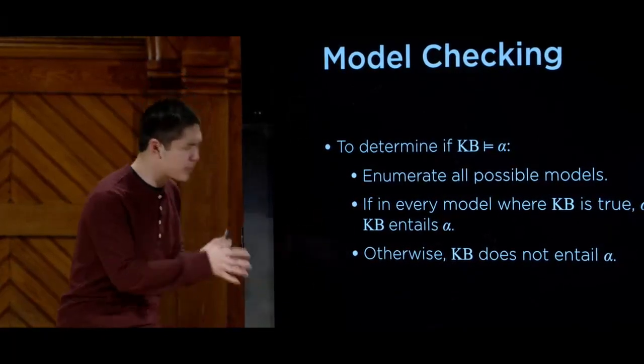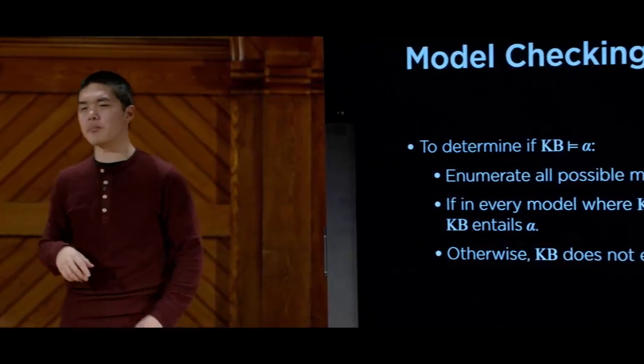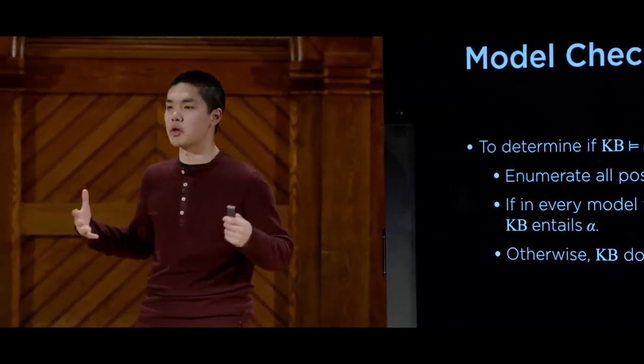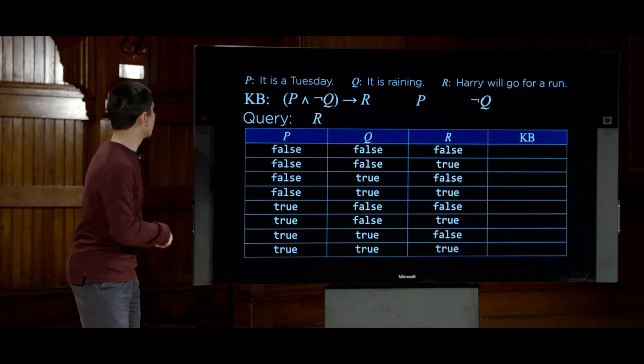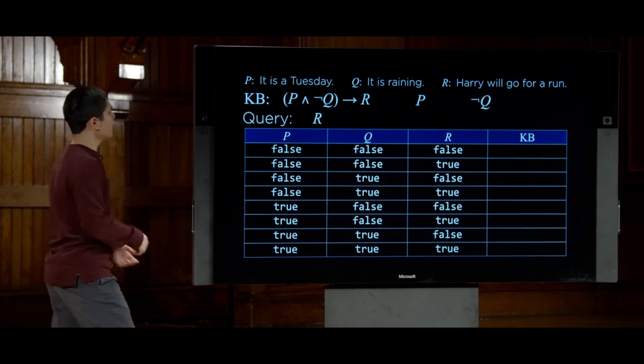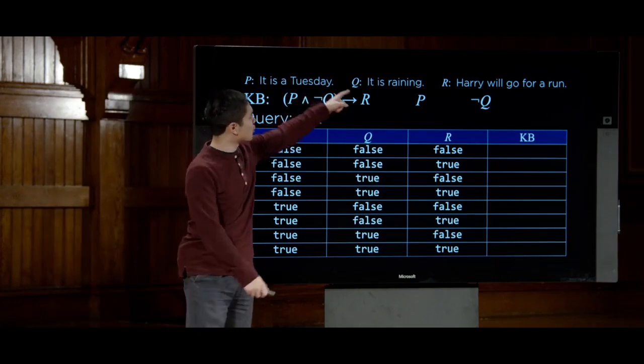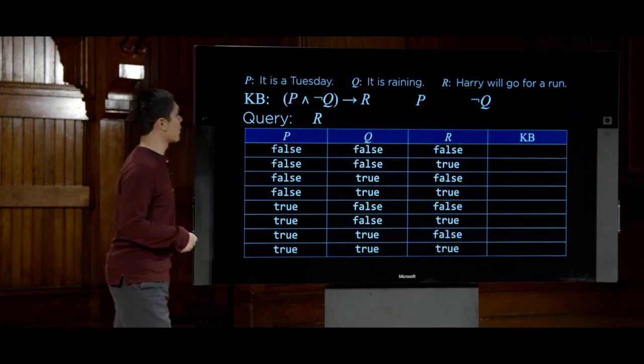All right, so this is a little bit abstract, but let's take a look at an example to try and put real propositional symbols to this idea. So again, we'll work with the same example. P is it is a Tuesday. Q is it is raining. R is Harry will go for a run.